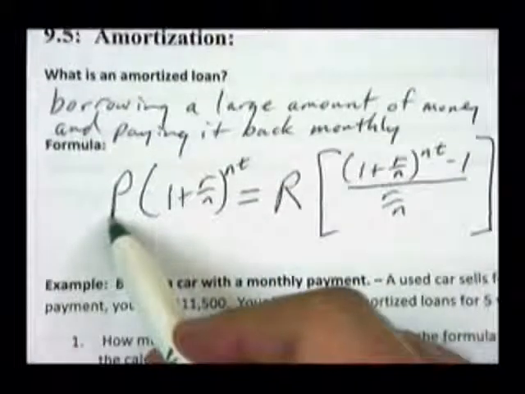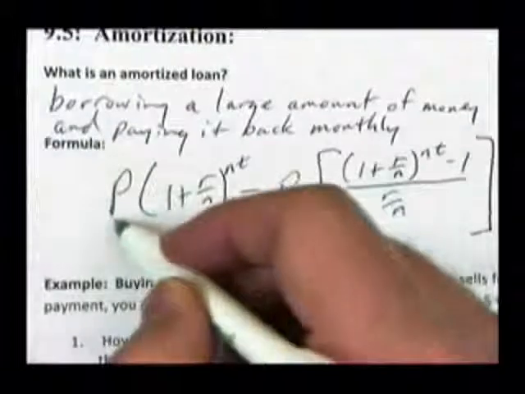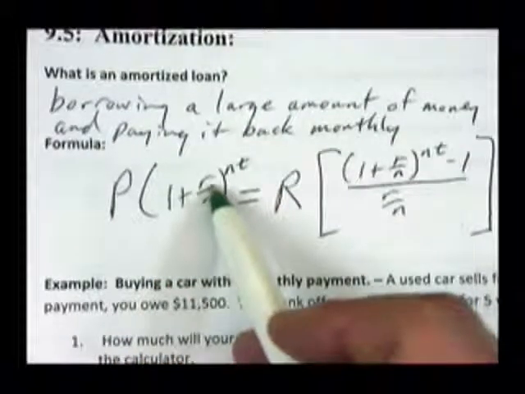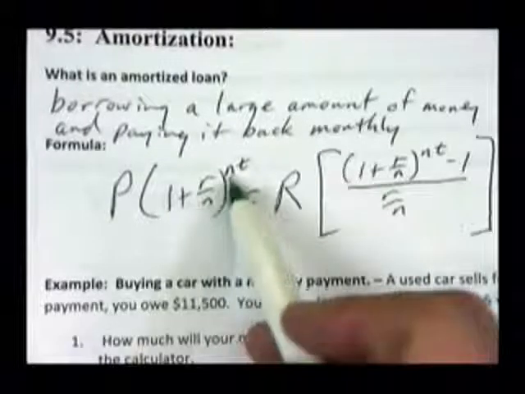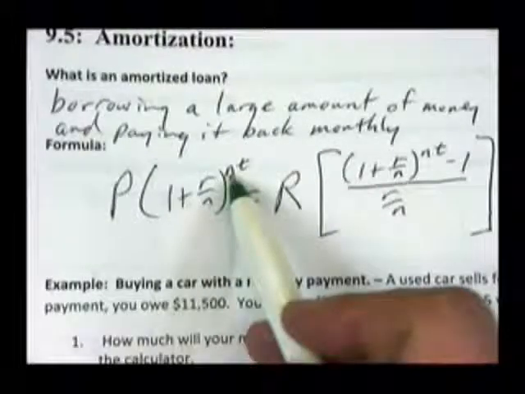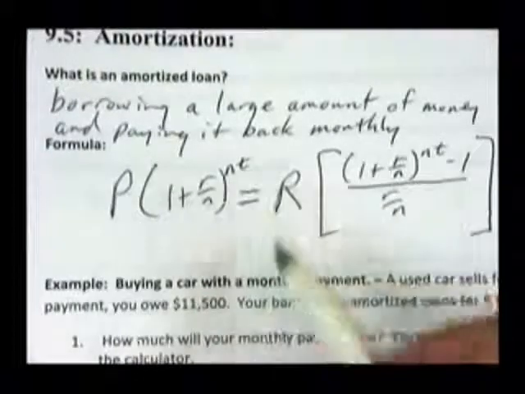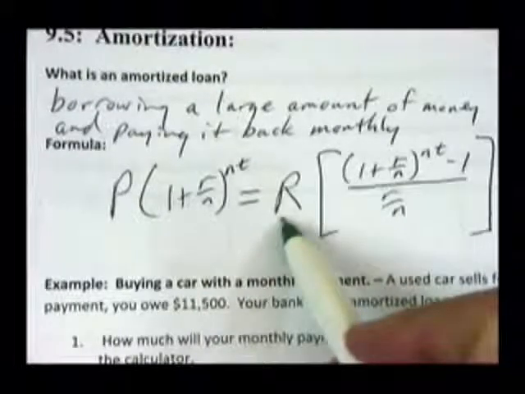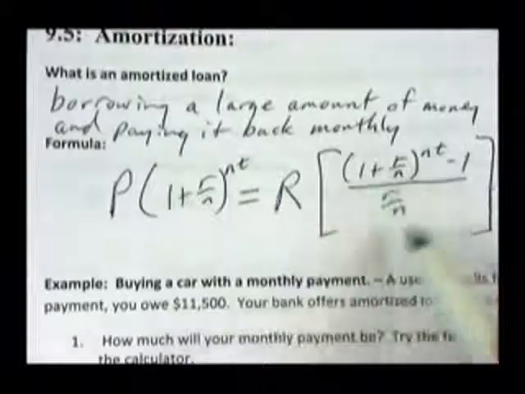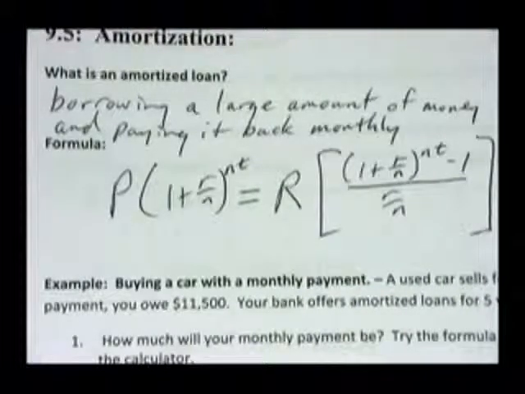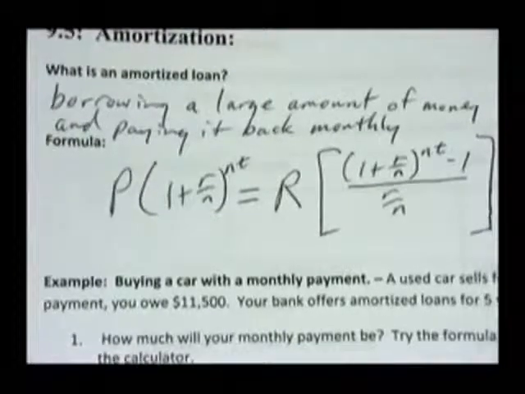All of these things are ones that you've seen before. P is your principal. It's what you're starting with, or what you owe. R is the interest rate in decimal form. N is the number of compoundings per year, typically 12. T is your years. R is your payments again. And same thing over here.